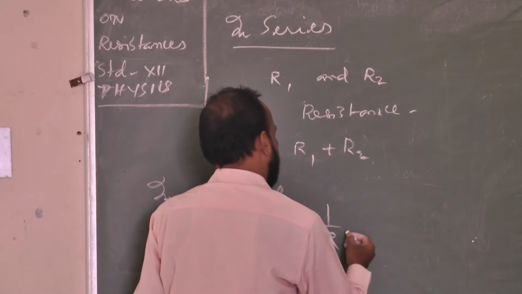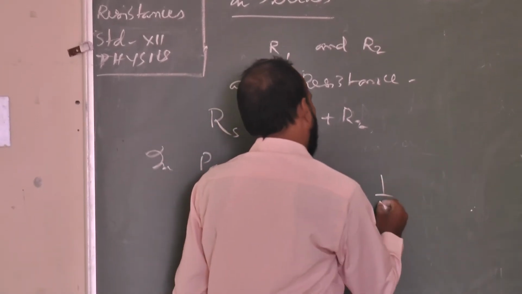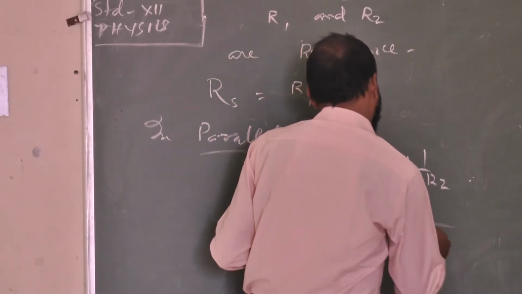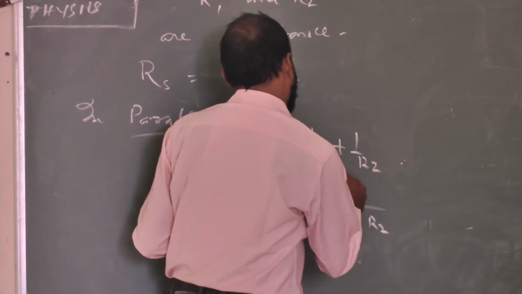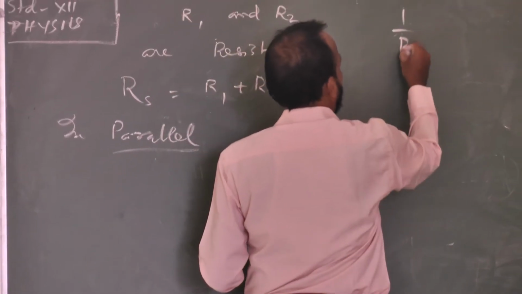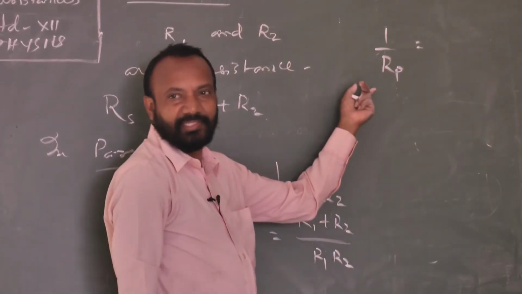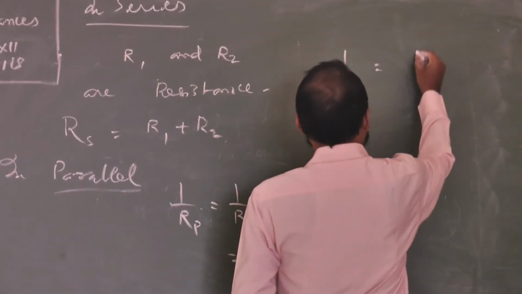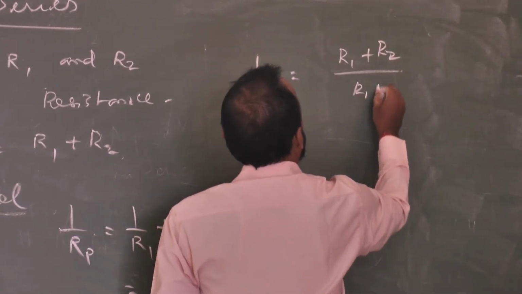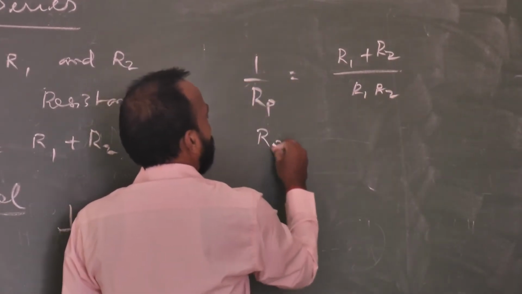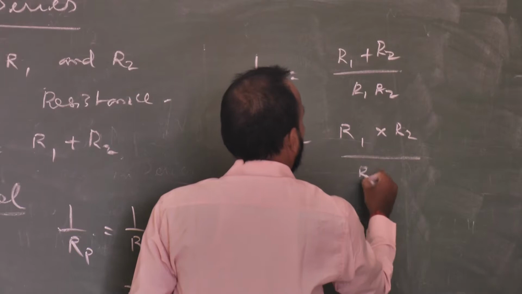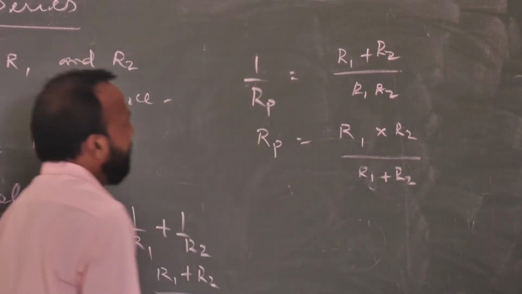1 by RP is equal to 1 by R1 plus 1 by R2, or we can write it as, taking the LCM, R1 R2 in the denominator and R1 plus R2 in the numerator. Now 1 by RP, RP means resistance in parallel, is R1 plus R2 by R1 R2. So RP is equal to R1 into R2 divided by R1 plus R2, right.